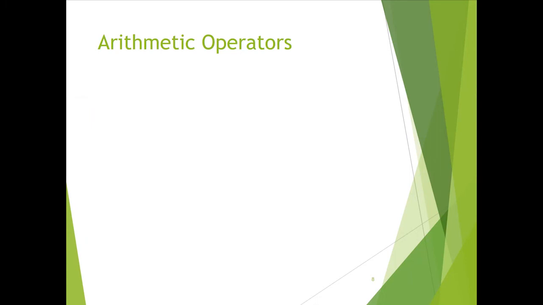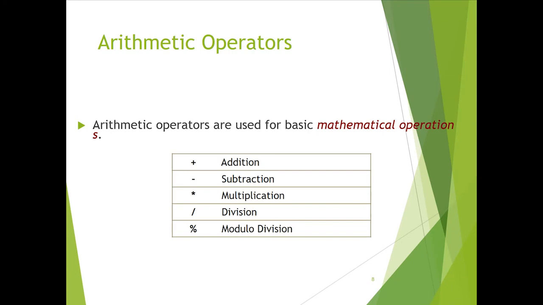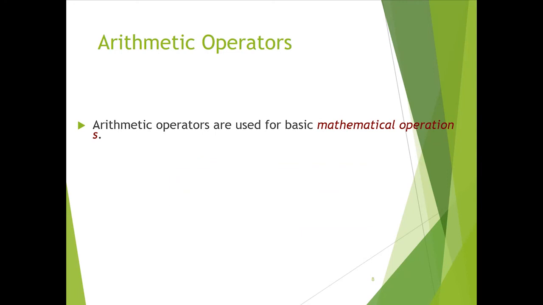So what are arithmetic operators? Sure you're familiar with this one already. Arithmetic operators are used for basic mathematical operations. If you're going to conduct a mathematical operation in your code, we use the arithmetic operators. So we have 5. Can you tell me what are those 5 symbols? Kim Philip, what are the 5 symbols that we have for arithmetic operators?